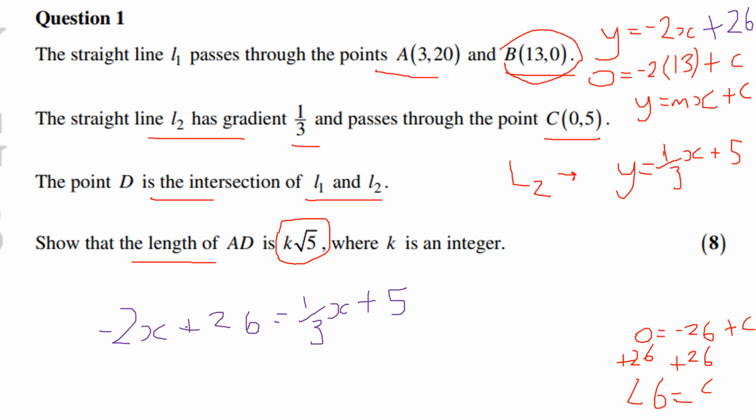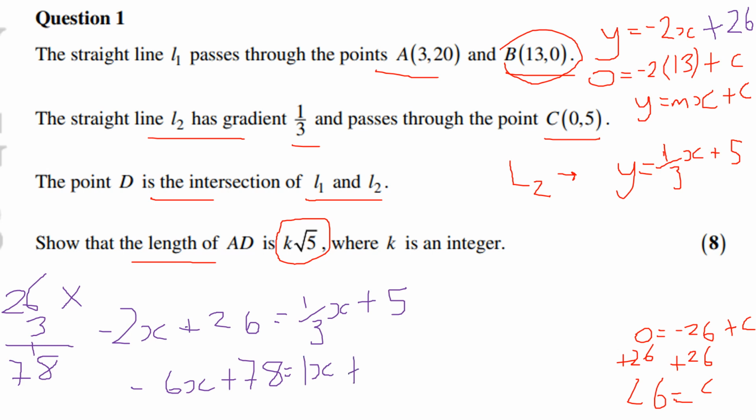So we've got an equation here. I'm going to multiply everything through by 3. So I'm going to get negative 6x, and 26 times 3. Of course, you can reach for your calculator here, but I'll do it by hand for the purpose of this video. 6 times 3 is 18, so 8 carry the 1. 3 times 2 is 6, plus 1 is 7. So we've got 78. Then 1/3 x multiplied by 3 gives me just x, and 5 times 3 is 15.